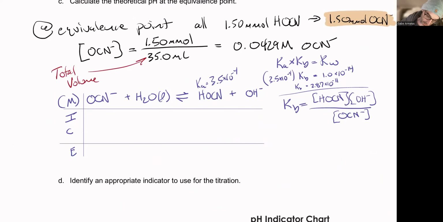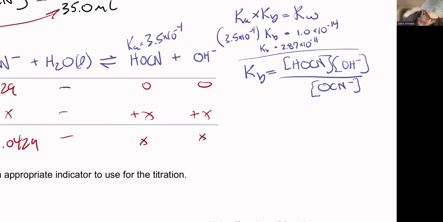I know I did this calculation. We have 0.0429 molar. I don't care about water. I don't have any of this. I don't have any hydroxide. I'm going to lose my base. I'm going to gain acid. I'm going to gain hydroxide. We're going to assume this is a very small value, which it is. X and X. And now we solve by plugging in our equilibrium values.